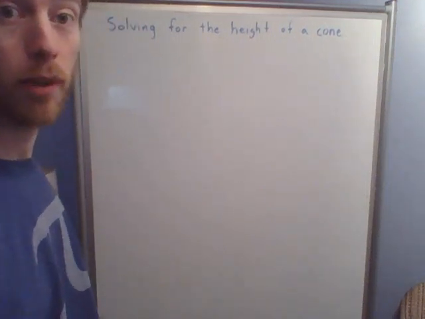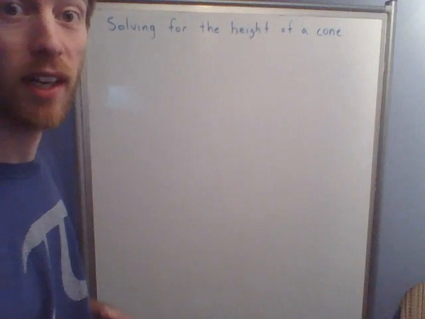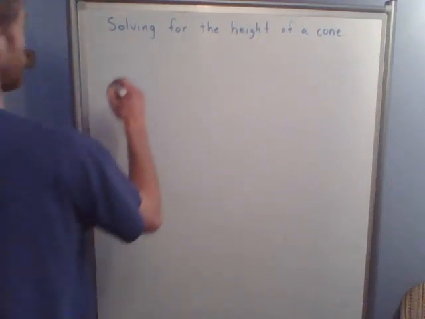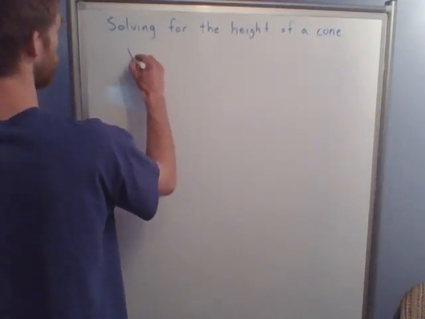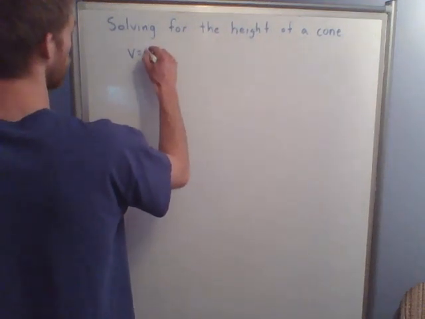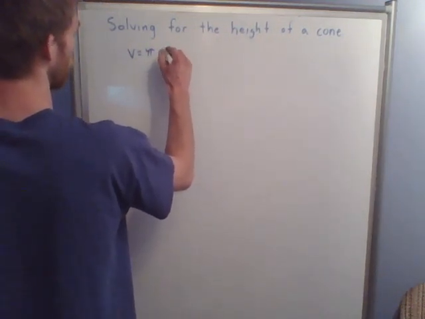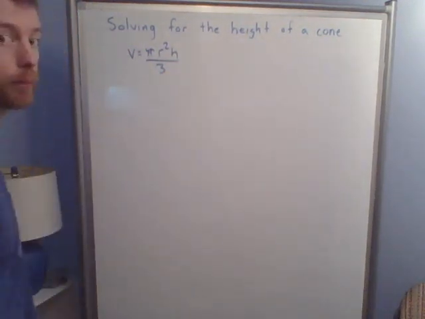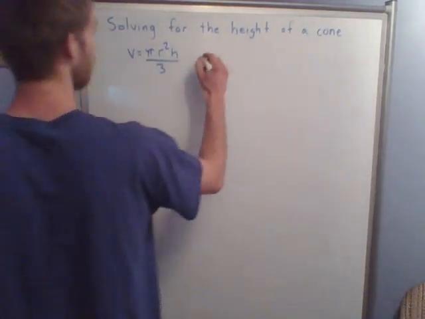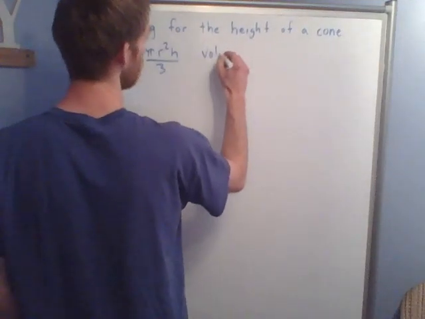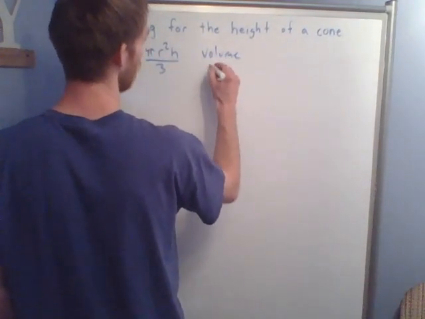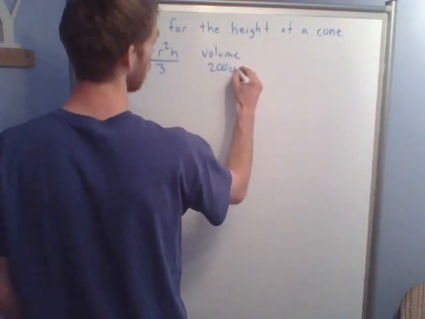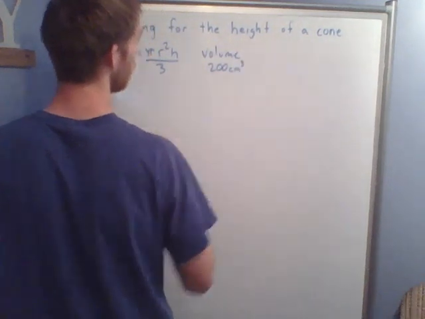Sometimes you're given the volume and you're given the radius, and you have to find what the height is. So let's go ahead and write our formula. For a cone, that's V equals pi times r squared times h divided by 3. The volume for this cone is going to be 200. The volume is 200 centimeters cubed.